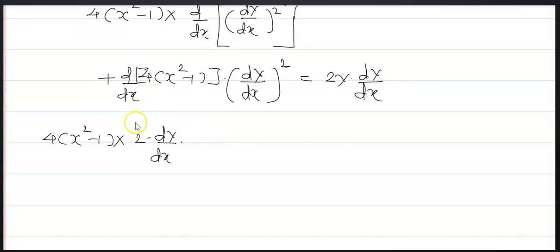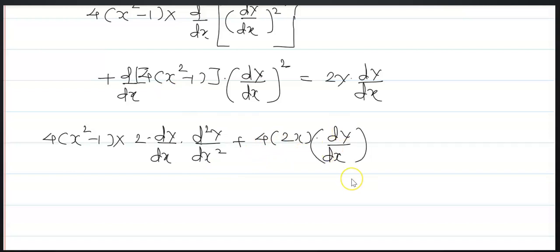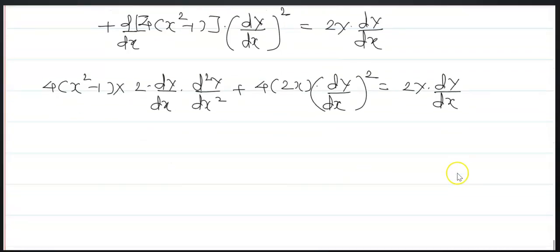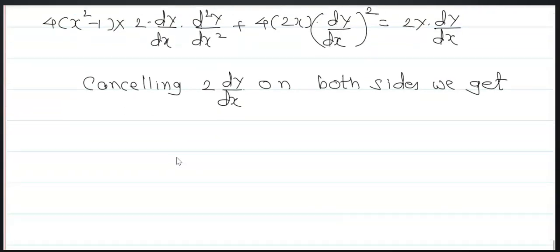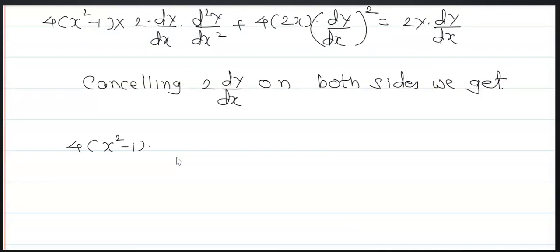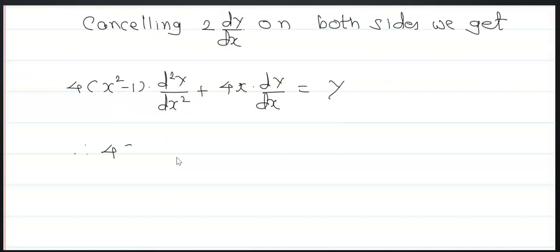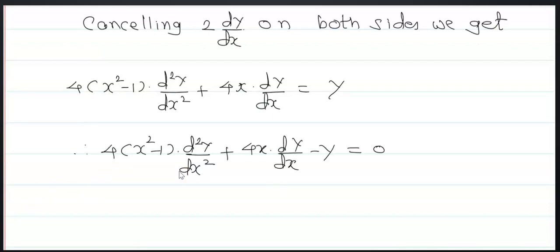That is 4(x² − 1) into 2 dy/dx into d²y/dx², plus 4, the derivative of x² is 2x, (dy/dx)² is equal to 2y dy/dx. Now cancel 2 into dy/dx. Therefore, you will get 4(x² − 1) d²y/dx² plus 4x dy/dx is equal to y, that is 4(x² − 1) d²y/dx² plus 4x dy/dx minus y is equal to 0.